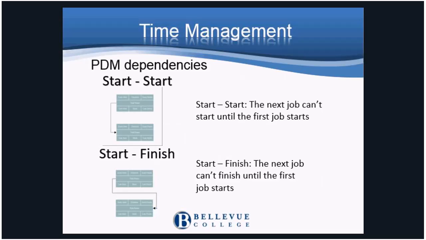A start-start relationship means that one job can't start until another job starts. In our example, you can't start preparing until you've started assembling the ingredients and the kitchen tools. The last type is start-finish, which means the next job can't finish until the first job starts. This is more about the use of resources. You can't finish the assembly until the crust and filling are started.